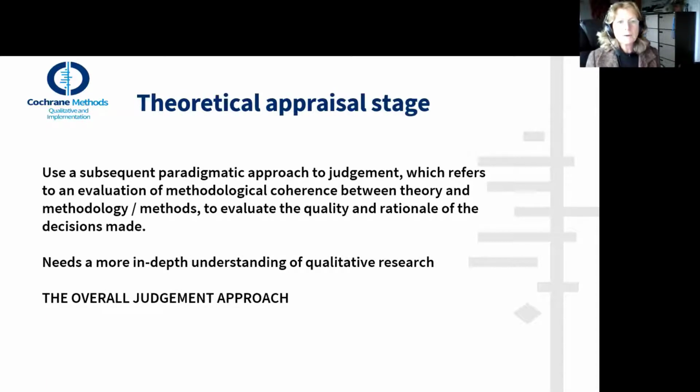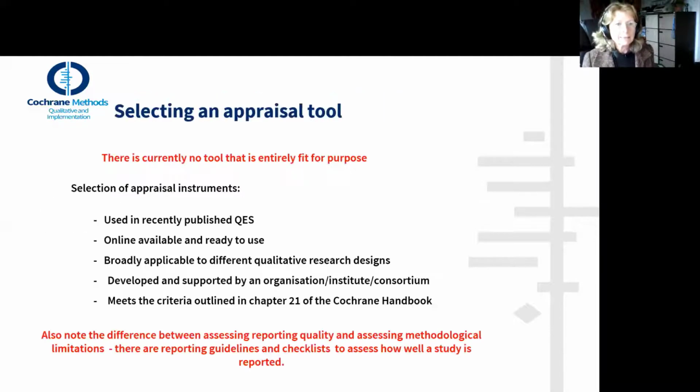The theoretical appraisal stage is where you tend to use your judgment, which looks at an evaluation of the methodological coherence between the theory, the methodology, and the methods to evaluate the quality and rationale of the decisions made. And as I said, this needs a more in-depth understanding of qualitative research. And if you have a very good, well-conducted, theoretically sound primary qualitative study, it tends to be very rich, conceptually rich, with very thick data. So we'll come back to that in a minute.